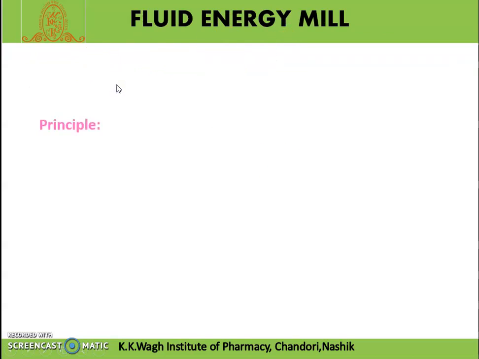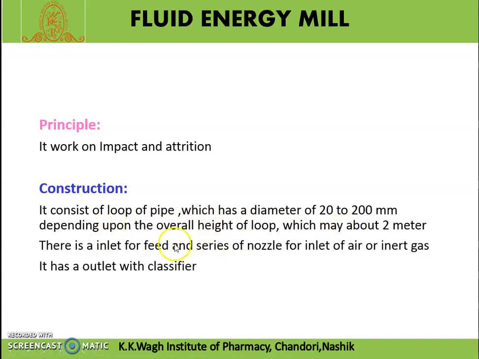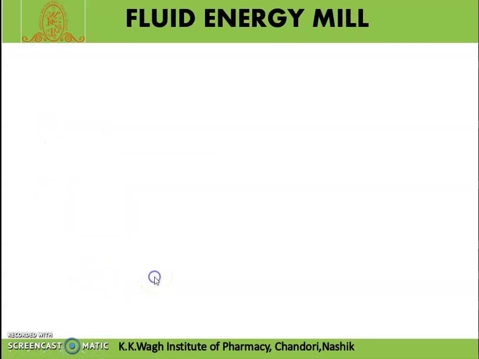The principle behind the fluid energy mill is that it works on impact and attrition forces. Construction: it consists of a loop of pipe which has a diameter of 20 to 200 millimeters, depending upon the overall height of the loop, which may be about 2 meters. There is an inlet for the feed and a series of nozzles for the inlet of air or inert gases. It has an outlet with a classifier.